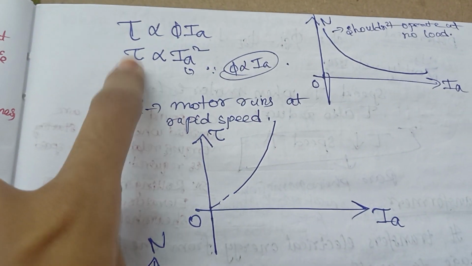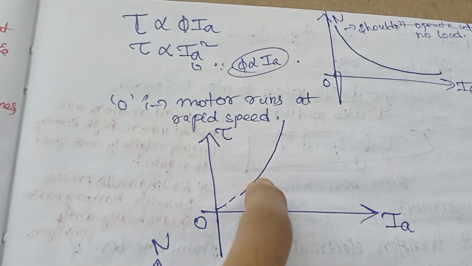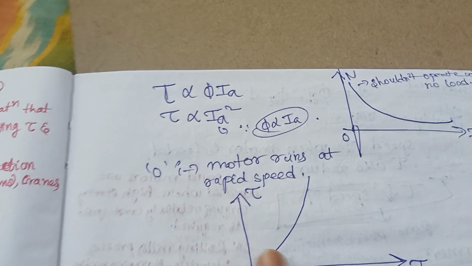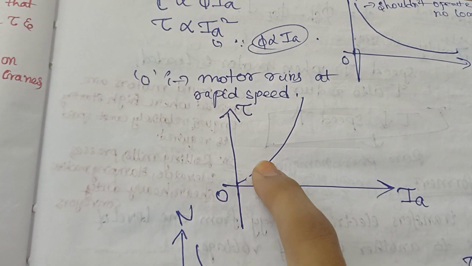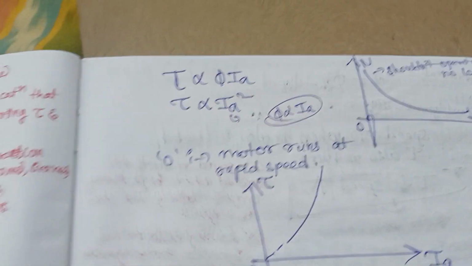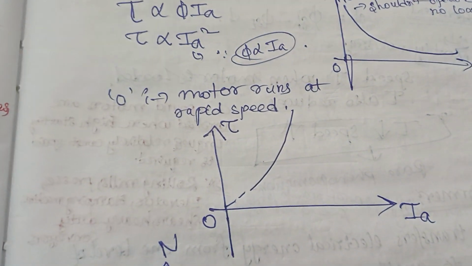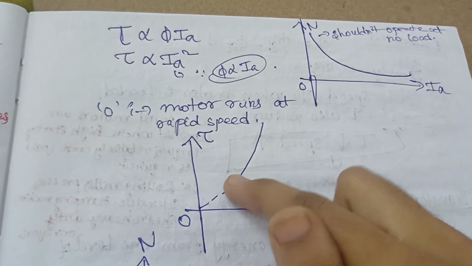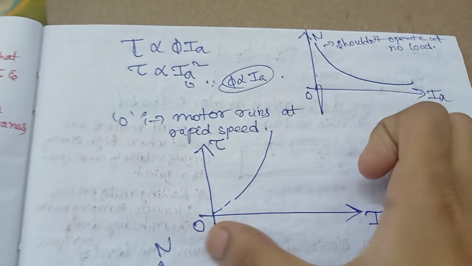The moment you draw the graph between torque and Ia, you will get something like a parabola. But since the motor cannot run with zero current, if you join this, it means that it is with zero current. But at zero current, when the current is less, the motor will dangerously run at high speed, right? So it should not be made. So just for our convenience, we represent it with a dotted line, and your graph will look this way. Hope you have understood how this graph came about.